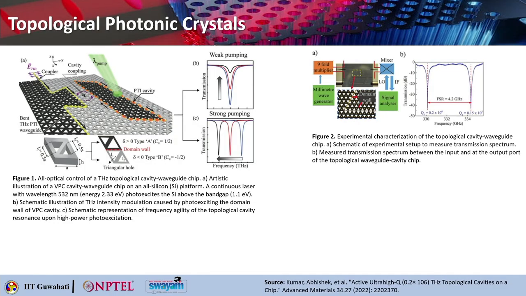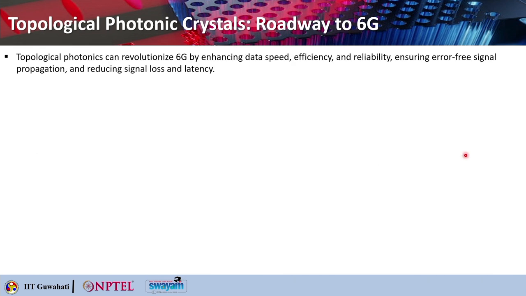You can also make other kinds of structures. I will not go into details of it. I'll just show you that you can make couplers. This is an optical cavity. This is a waveguide. You can also make filters. So these are different applications possible by the use of topological photonic crystals. What we understood is that these topological photonic crystals support very high frequencies, something of the order of 300 gigahertz.